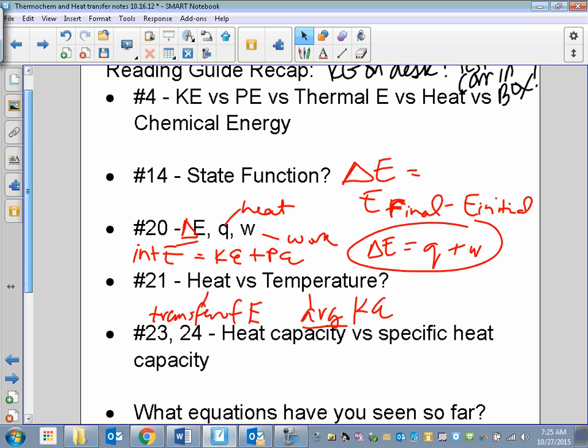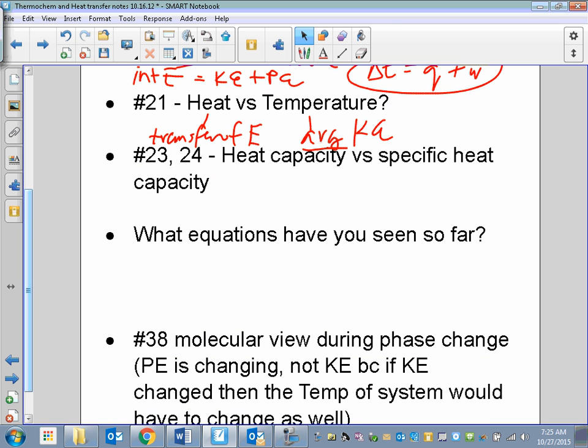Heat capacity and specific heat capacity. Heat capacity is the quantity of heat required to change the temperature by 1 degree Celsius. Okay, the quantity of heat, which is measured in what unit? Joules, okay? The quantity of heat required to change something by 1 degree Celsius. Okay, I didn't hear anything about amounts of stuff.